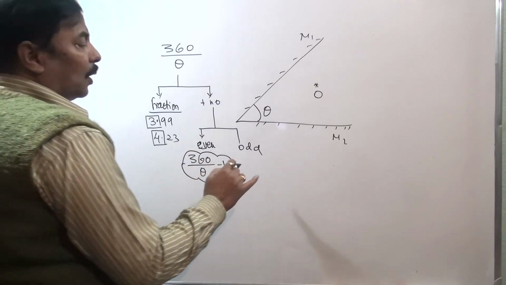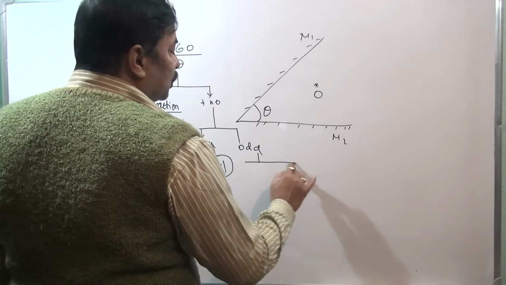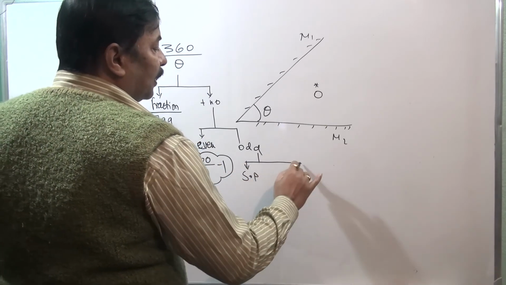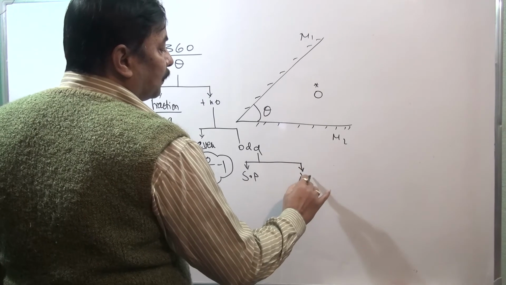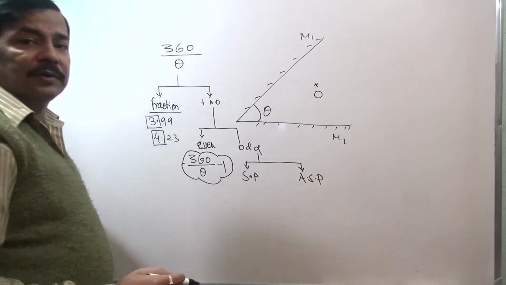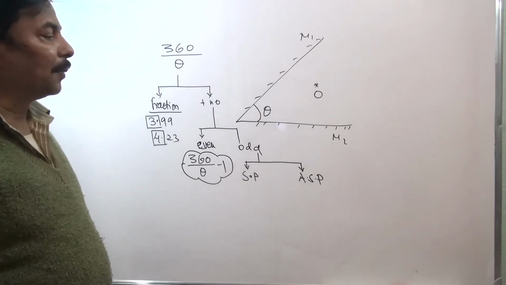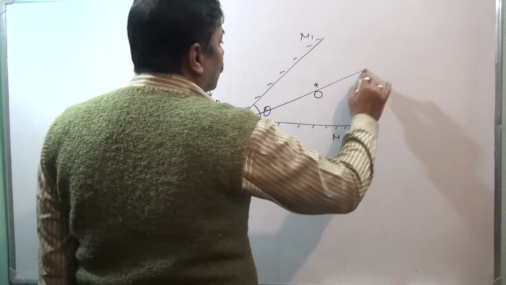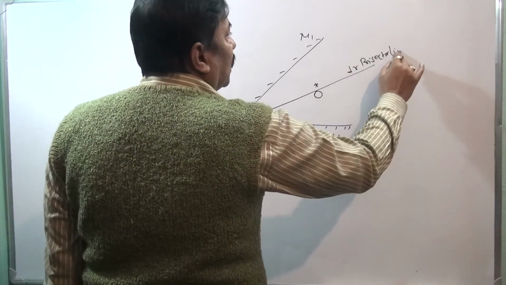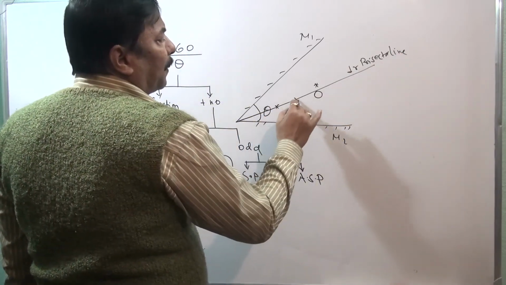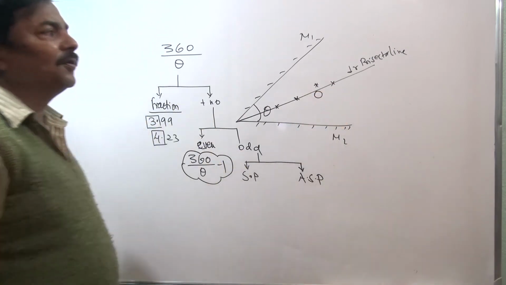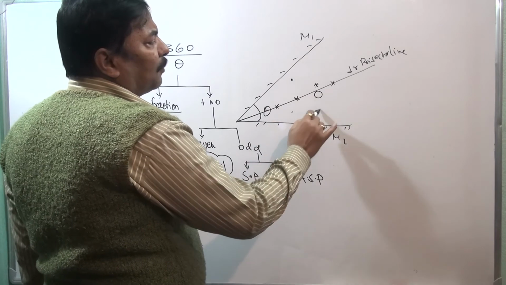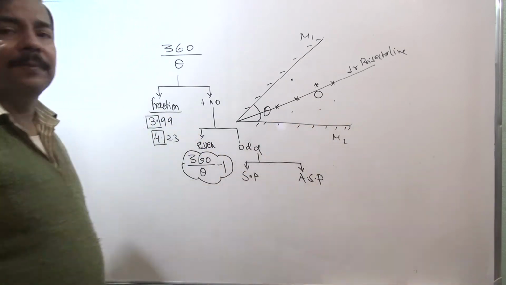And if you are getting the odd number, then there are two situations. One is symmetrical position and one is asymmetrical position. What is symmetrical position? Symmetrical position, if the object lies on the perpendicular bisector line. If the object is anywhere on the perpendicular bisector line, then this is called symmetrical position. And if the object is not on the perpendicular bisector line, somewhere other, then it is called asymmetrical position.